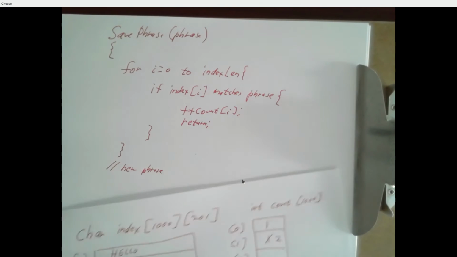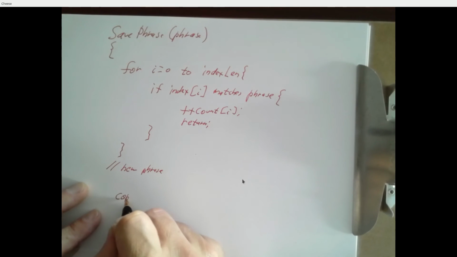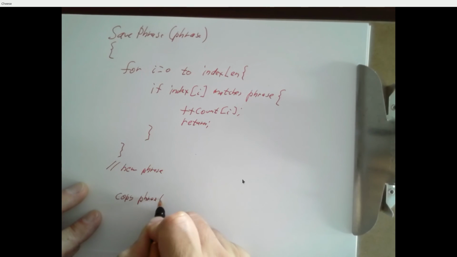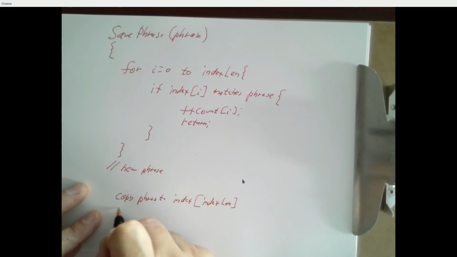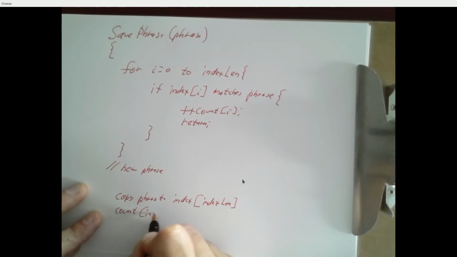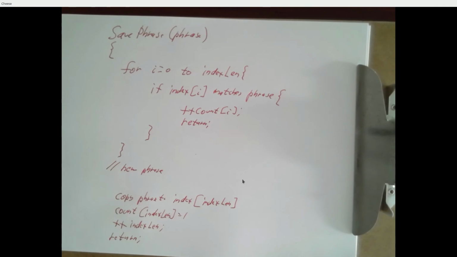right? If this is the number of things in your array, it's also the location where the new thing would get stored. So it's a new phrase, I could say copy phrase to index bracket index len, and then set the count equal to 1, and then bump up index len and return. And that's basically your save phrase routine.